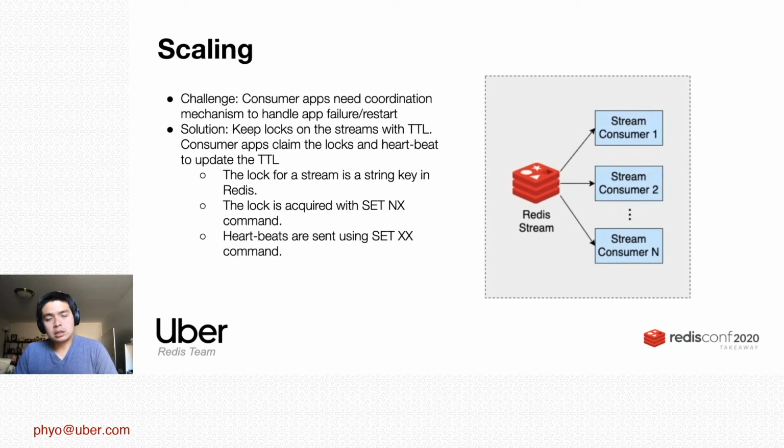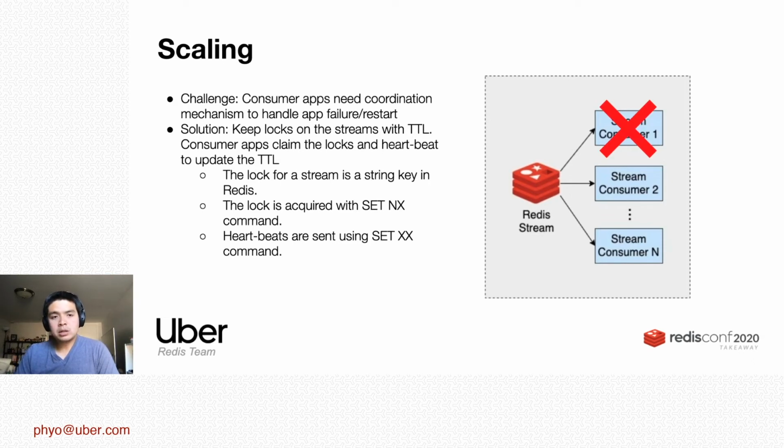Let's talk about scaling the consumer service. As I mentioned earlier, we need to have a stream delivered to a single consumer thread per consumer group, and a consumer service can have multiple consumer threads. And also, consumer service number 1 and number 2 cannot consume from the same streams.